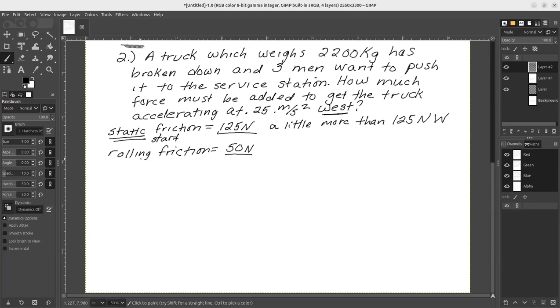Now to keep it rolling, remember, the truck's on wheels, so rolling friction is what's going to be applying to those wheels as you're pushing them. You're going to need a little more than 50 newtons west.